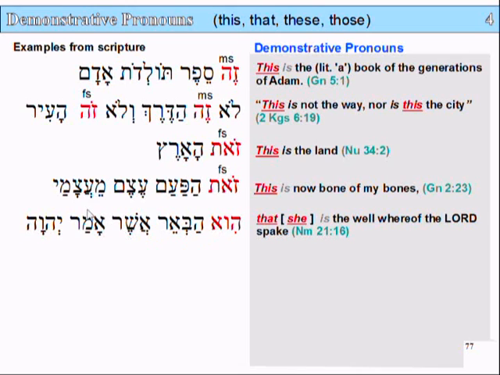So, amar means to say. And it's a very common Hebrew word, so do learn that one. Do learn these words. They're very common words.